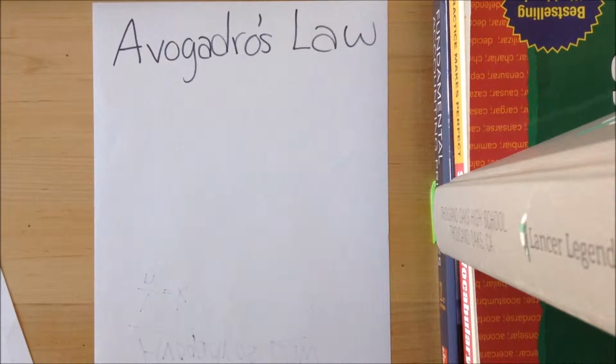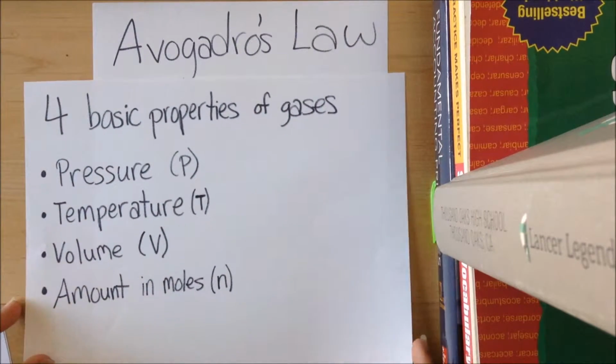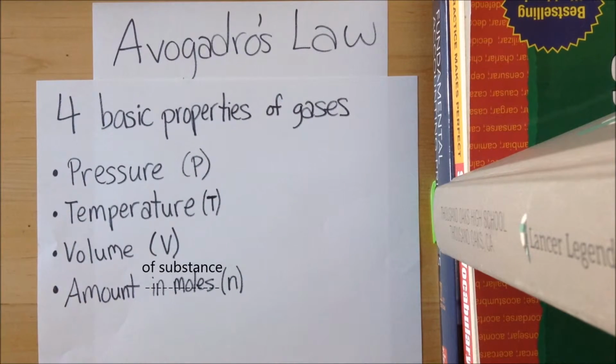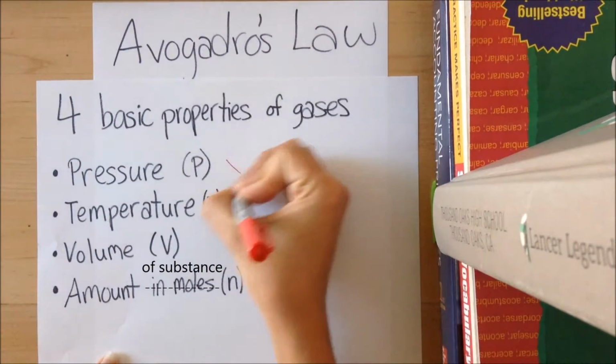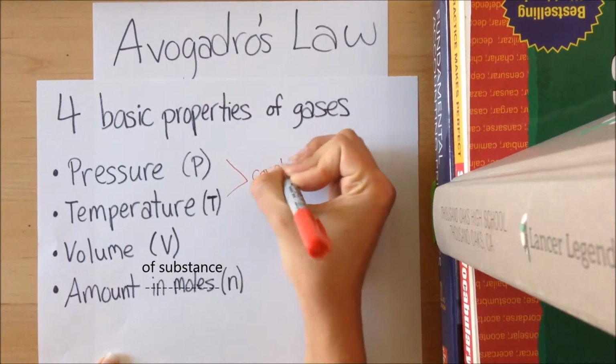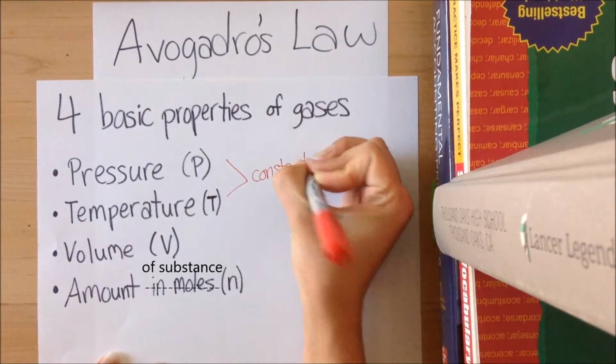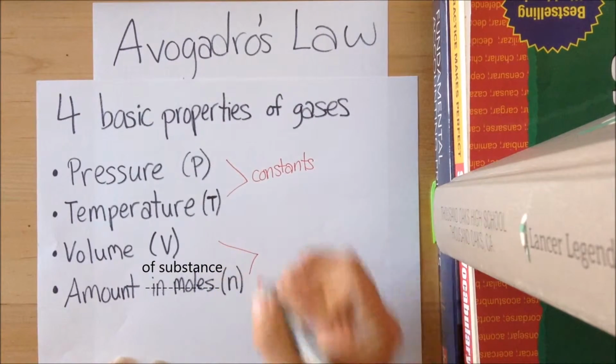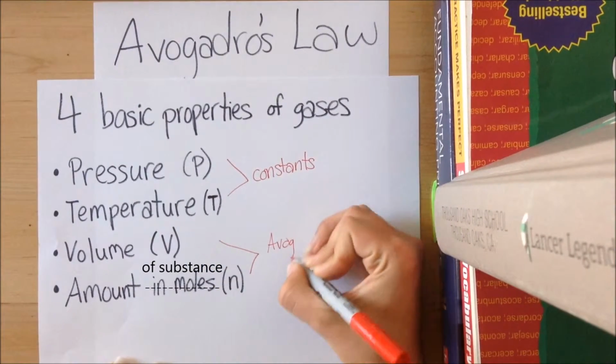Okay, so today we're going to be talking about Avogadro's law, which focuses on gases. There are four basic properties of gases, and two of these, pressure and temperature, are constants, which means they don't change in his formula. And these are a part of Avogadro's law.